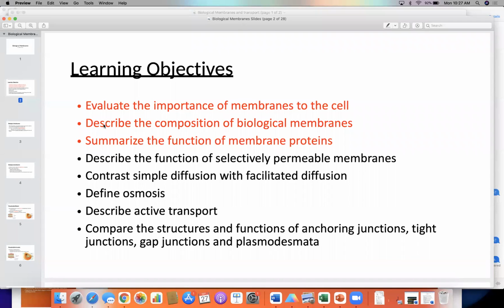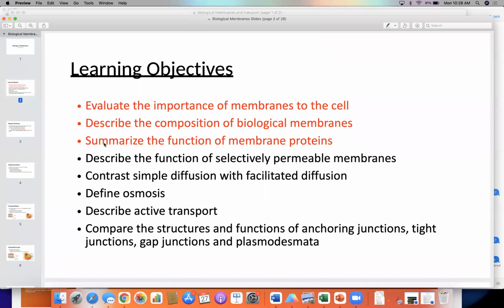All right, we want to be able to evaluate the importance of membranes, but we also want to describe the composition of a biological membrane. When we're describing the composition, we want to look at the components that make up this membrane. What are the major components of a biological membrane? We'll see that structurally, the composition is mostly lipids and proteins. We've talked extensively about that phospholipid molecule being a major structural component of the cell membrane. So we have our phospholipids, and then we also have membrane proteins.